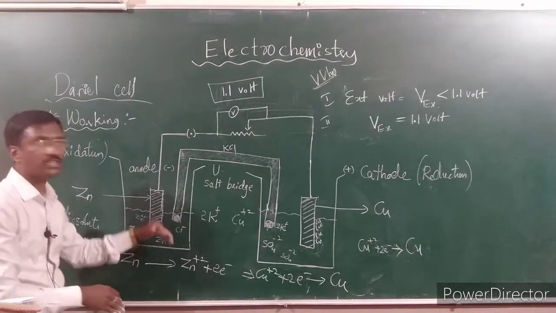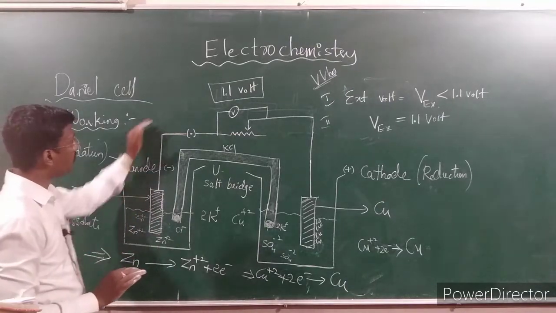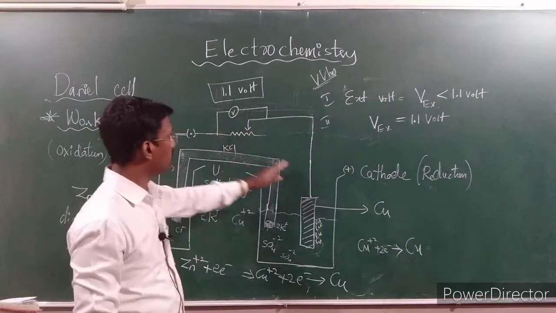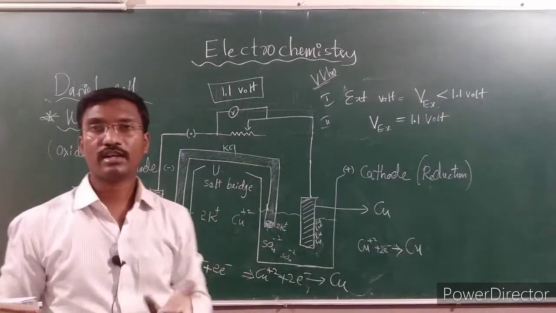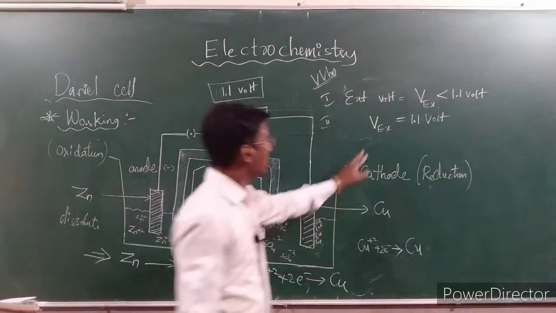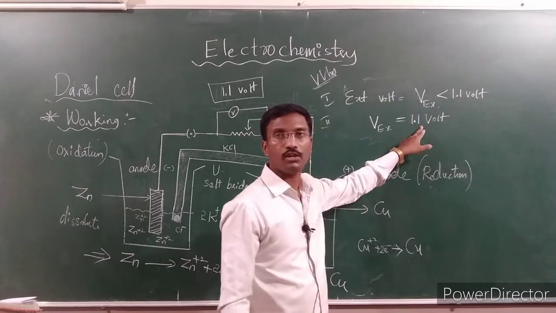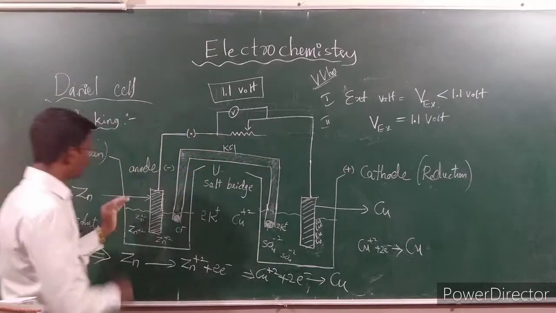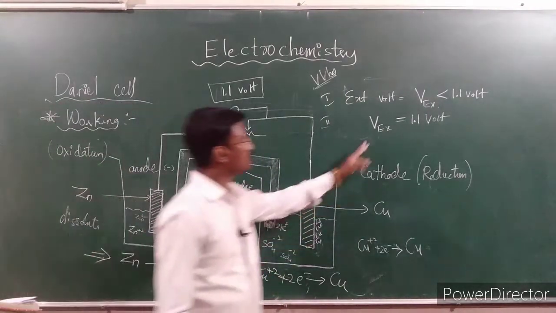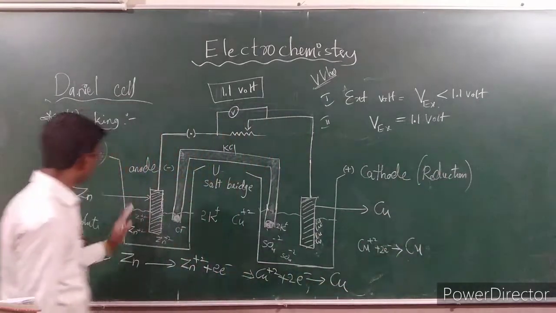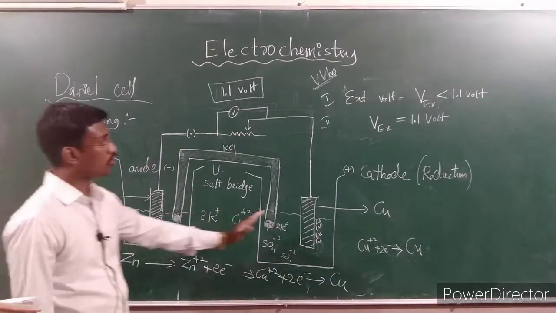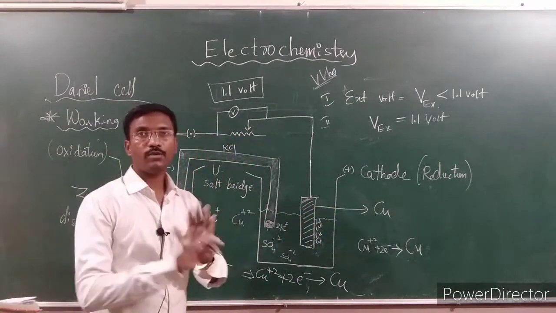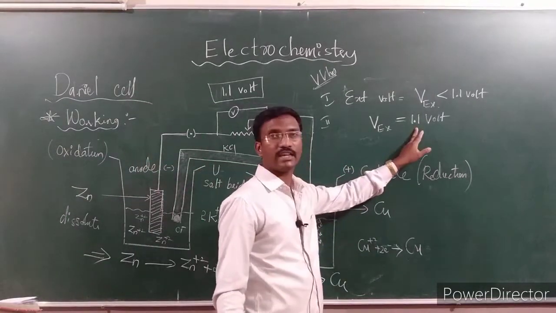Zinc will not undergo dissolution, it will stop. The movement of electrons from zinc to copper stops, and if electrons are not moving, then there is no current. The movement of current will be zero when the external voltage applied is exactly equal to 1.1 volts. You have to remember this. If it is less than 1.1, the current will move and deposition happens as usual. If the external voltage is exactly 1.1, no reaction takes place: zinc does not undergo oxidation, copper does not undergo reduction, electrons do not move, and there is no current. Everything stops.